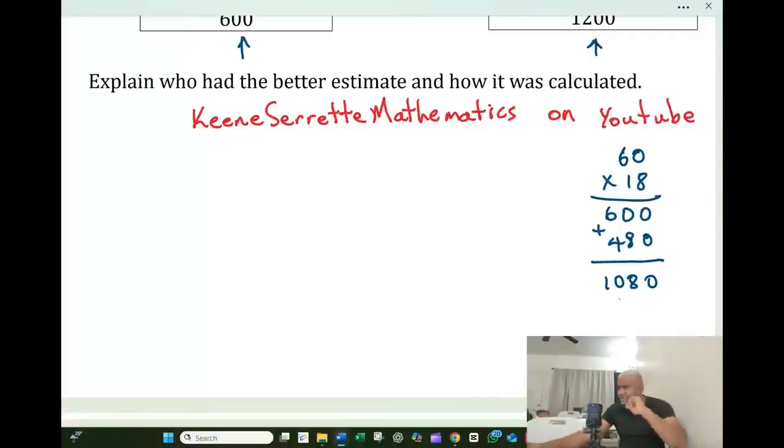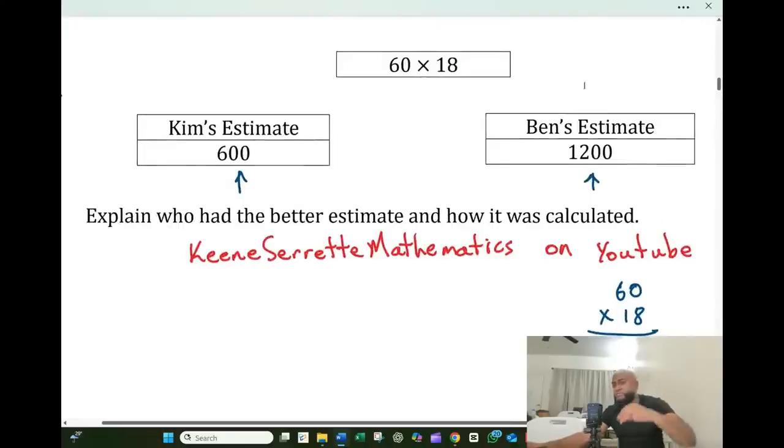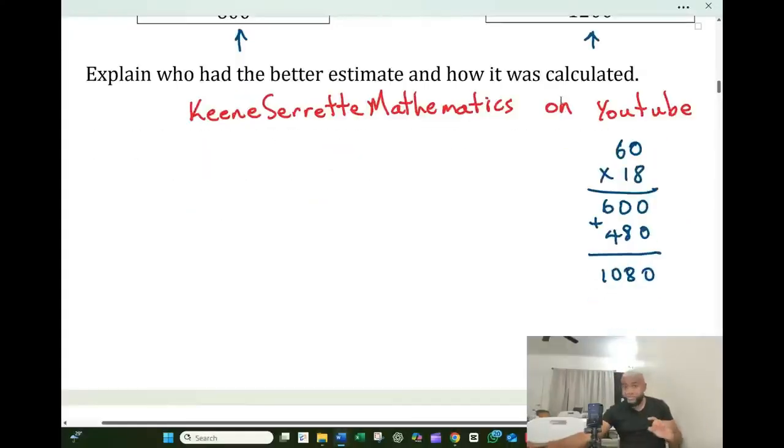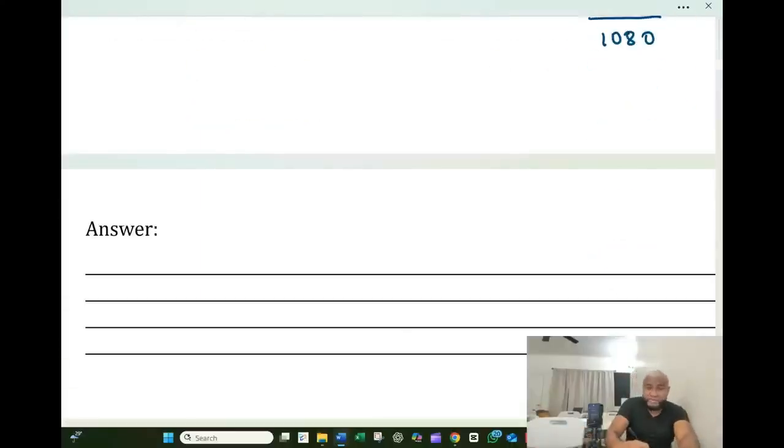Who has the better estimate here, guys? Is it Kim or is it Ben? Who is closer to it? Ben. Look, TikTok is saying Ben, right? Ben is closer. So we definitely know, they say explain who has the better estimate. So we will put here first things first: Ben has the better estimate.